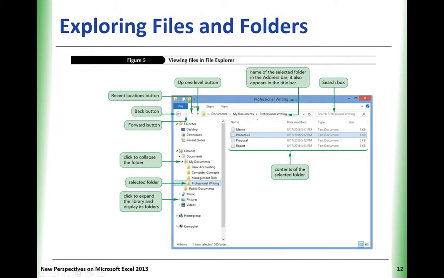So here we're viewing files in File Explorer, and let's say we're in this professional writing folder. See, here's the name of it at the top. Here's the path. If I want to go up one, I can either click in this direction, which is up, or I can click the up arrow, or I can click over here, professional writing, and then up to my documents. See, my documents is up in each case.